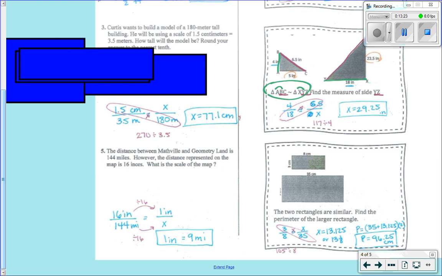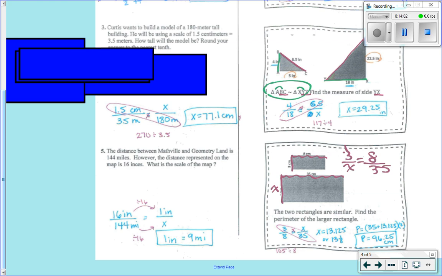Yes. Okay. The 2 rectangles are similar. Find the perimeter of the larger one. So we have 3, right? Y'all don't have a link right here, do y'all? Okay, so that's what we're trying to find. So 3 represents X, and 8 centimeters represents what? 35. Okay, and then we need to find that relationship there to get 13 and 1/8 or 13.125.